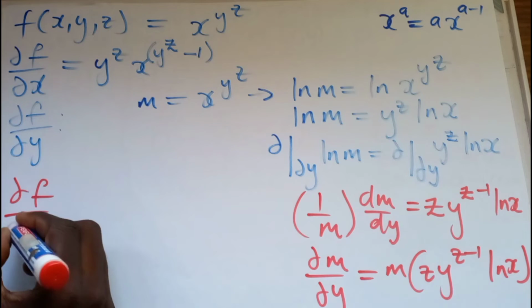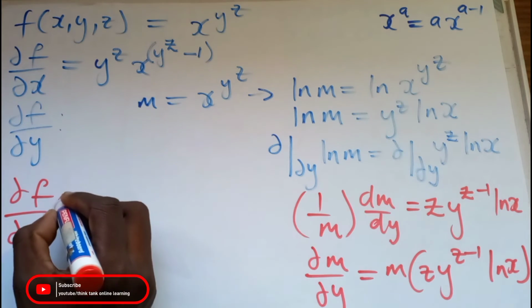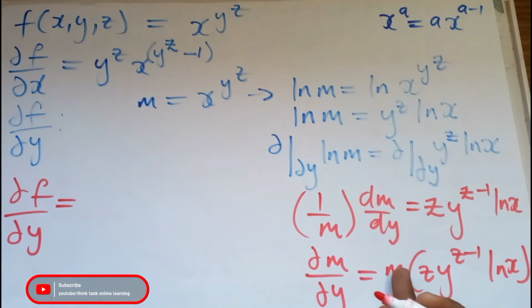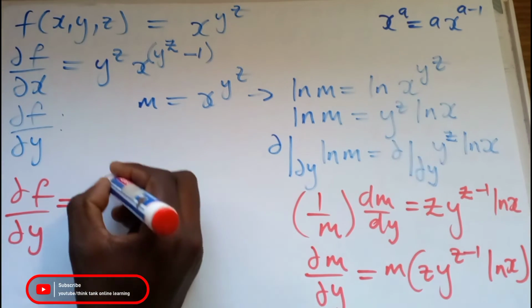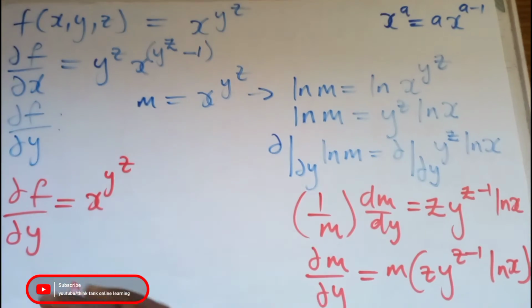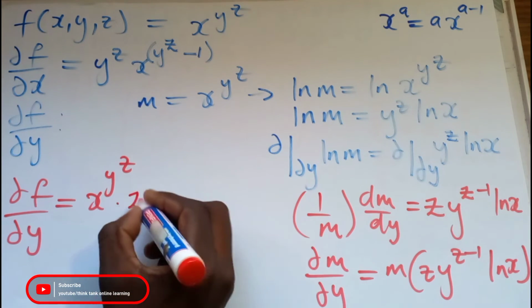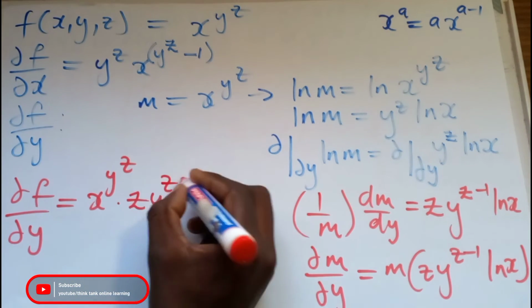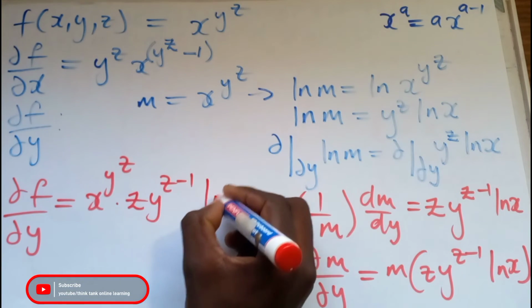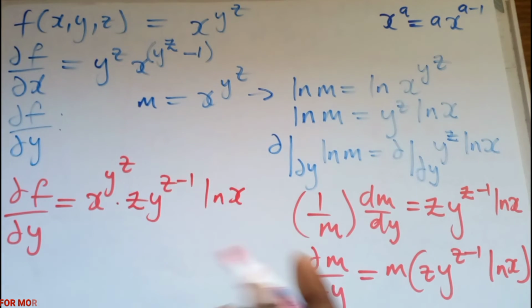That means partial f, partial y is going to be, what is m? m is x to the power y to the power z, multiplied by z y to the power z minus 1 ln x.